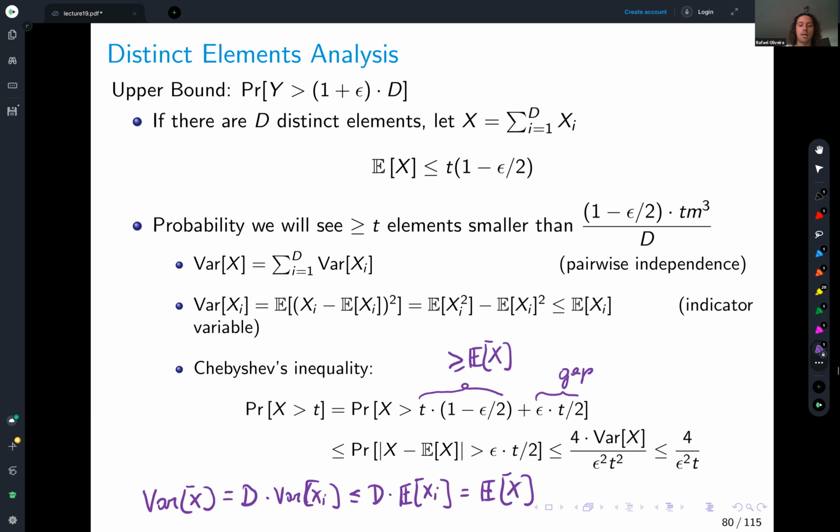And then the expected value of x, we know that this is less than or equal to t times 1 minus epsilon over 2. So then if we substitute the variance here by t times 1 minus epsilon over 2, we get less than or equal to 4 over epsilon squared t. Does that make sense? Well, you can even say this is less than or equal to t, and then you get exactly that. Okay, so now we know that the probability that this happens is less than or equal to 4 over epsilon squared t.